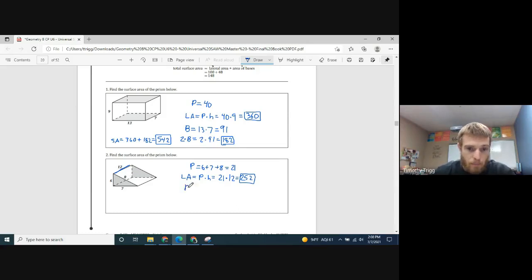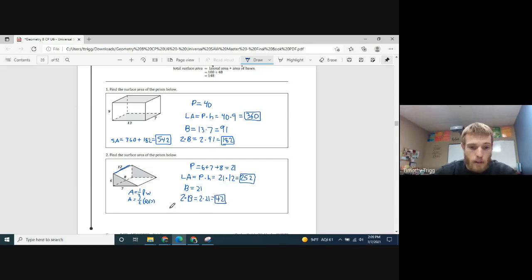So now let's find the base area. Again, this shape for the base is a triangle, so the area of that triangle will be 1/2 length times width. In our case, that's 1/2 times 6 times 7, so that would be 21. Since there are two bases, we multiply by 2 to find the total base area. 2 times 21 is 42. So the two triangles have a total area of 42.